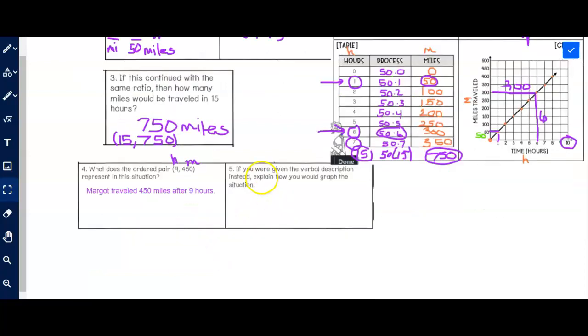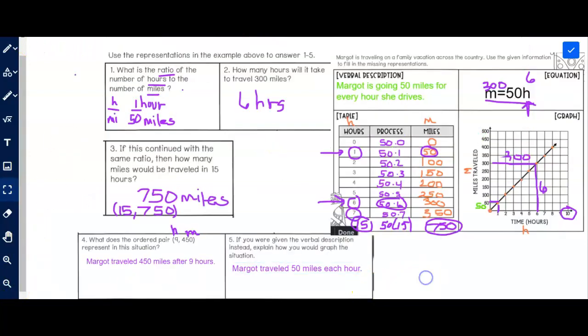The next scenario, if you were given the verbal description instead, explain how you would graph the situation. So the verbal description would be like this. Margot traveled 50 miles each hour. That would be the unit rate, and that's what we use to help our verbal description, a ratio from our scenario. And the unit rate's always a good one.